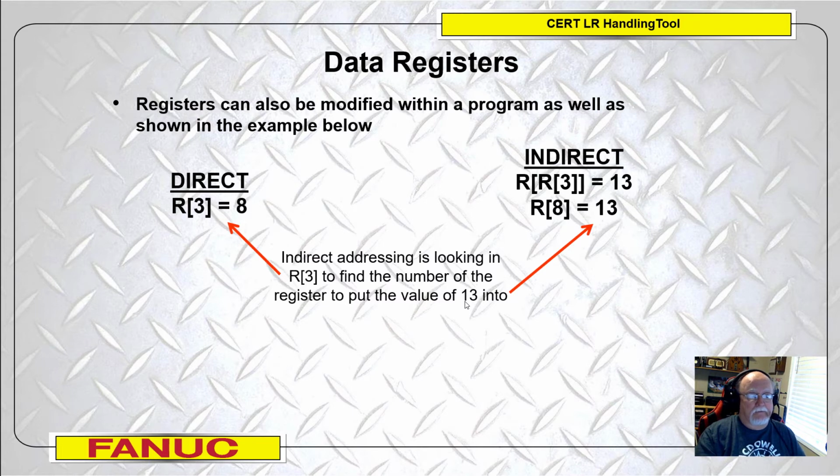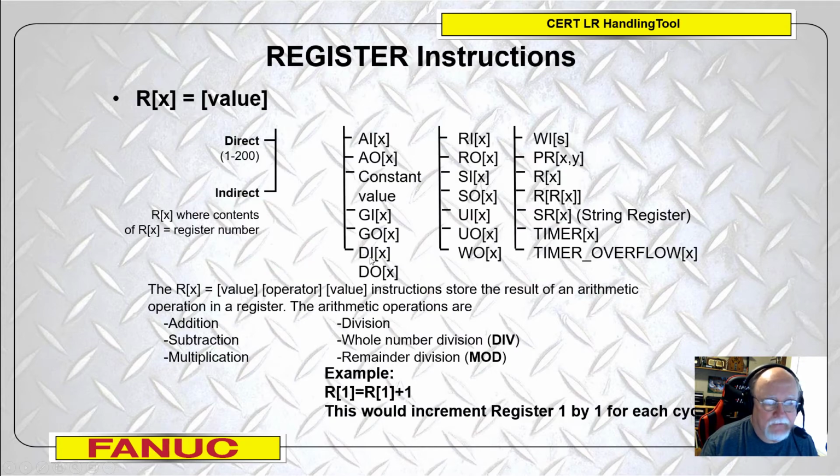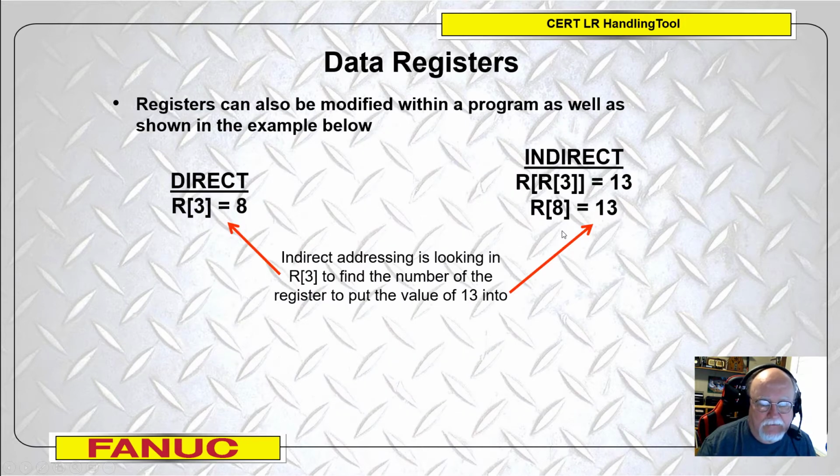So, an example of direct addressing of a register is just putting the number in, the set value in here. Like we said, R3 equals 8. Oh, doggone it. Go back. Keys are very sensitive. And then the indirect would be to have another value moved into that register from another register. That's what that means. So you have direct and then you have indirect. And you're going to be working with both examples.